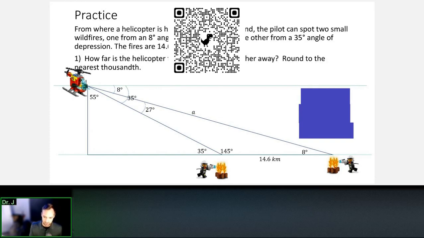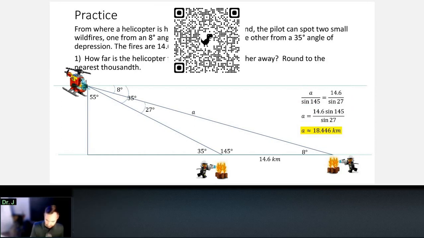Okay. All right. So, did you guys use law of sines or law of cosines? Law of sines. Yeah, that'd definitely be the easiest way to do it. I agree. So, yeah, I'm just going to quickly show all of you got it right. There's no point in me going through it. So, yeah, we get 18.446 kilometers. Very good. All right. That's problem number 1.